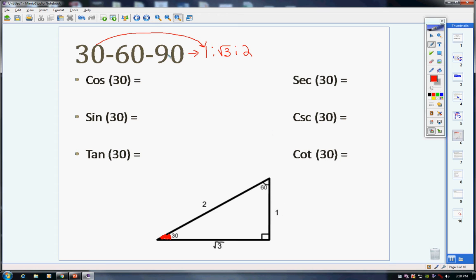The medium-sized angle is 60, and so it'll be opposite the medium-sized side length, which is the square root of 3. And the hypotenuse is 2. And so you can see it's all set up for us down there. So let's start with sine, because I like to start with sine. Sine is opposite over hypotenuse, which is 1/2.